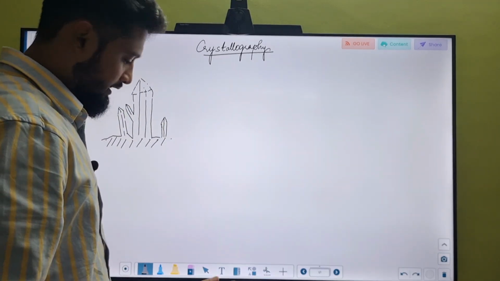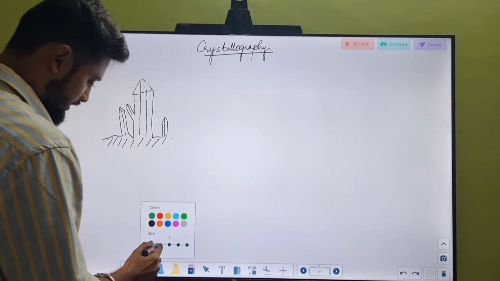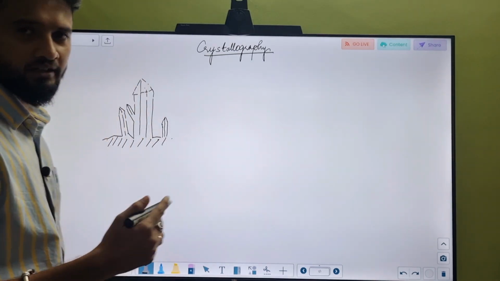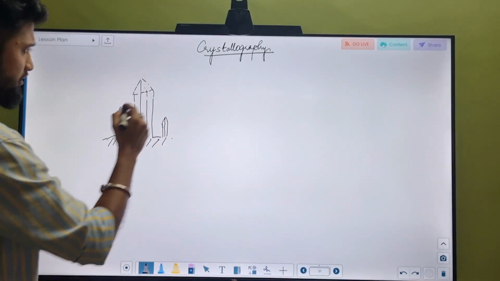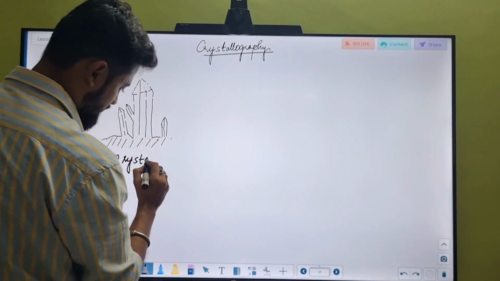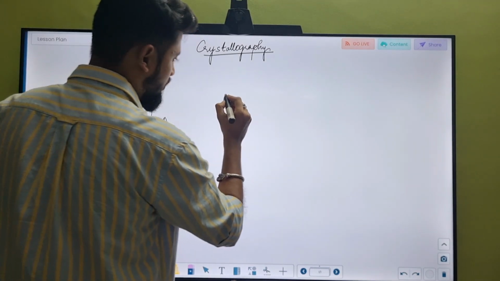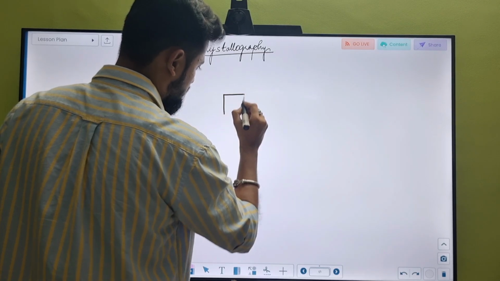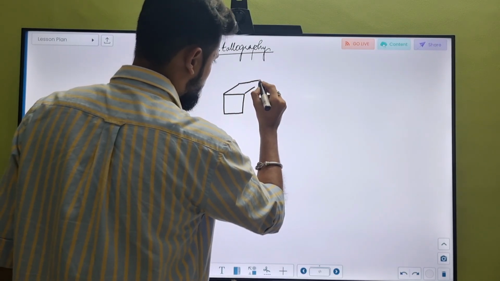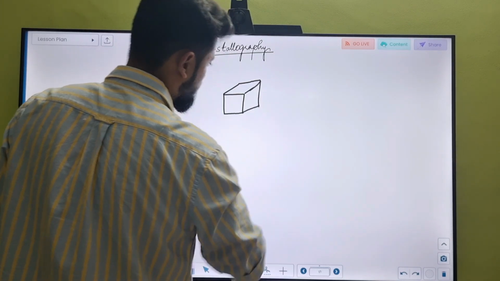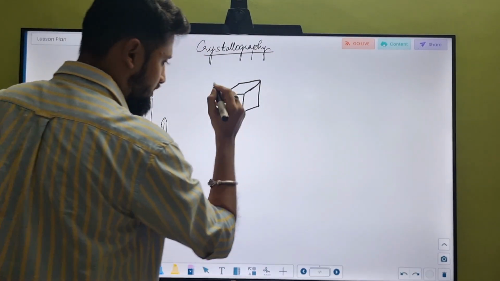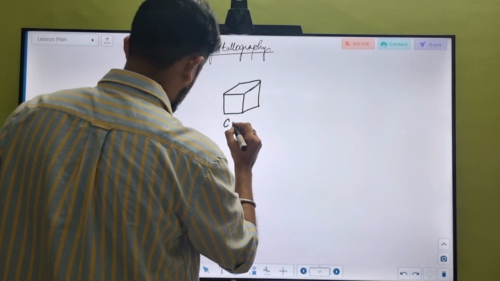So basically, what is a crystal? So here you can see this diagram. It shows one perfect crystal. So this I can call it a crystal, right? What if I draw a small cube? Will it be a crystal? Yes, of course. This shape can also be a crystal.